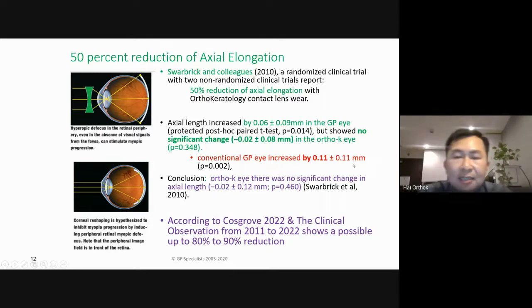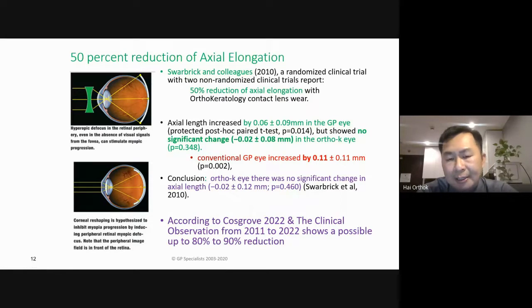But this study dates back to 2010. According to Mark Cosgrove and many practitioners, we have a clinical observation that up to 80 or 90% of patients come back to exchange the lens after 1 year or many years with the same Rx. That means up to 80 or 90% of patients could keep the eye stable and reduce the progression of myopia.